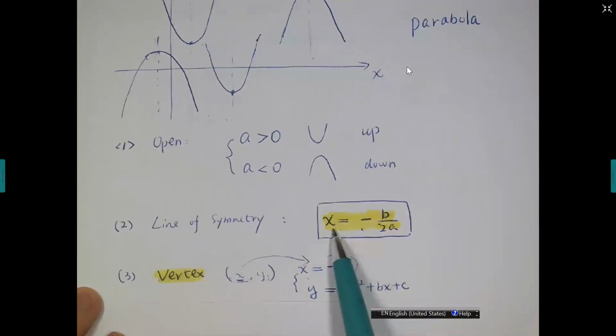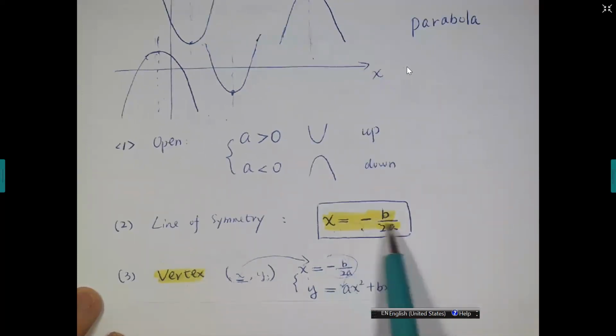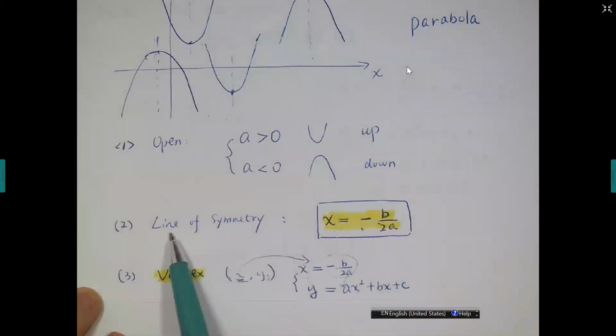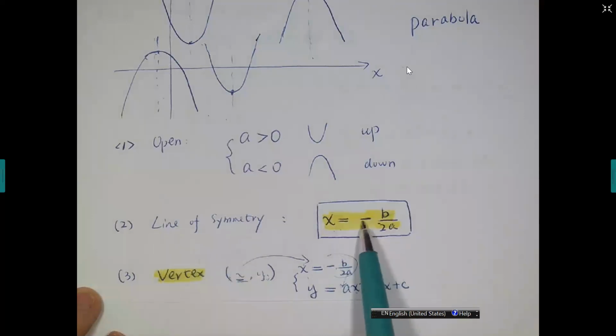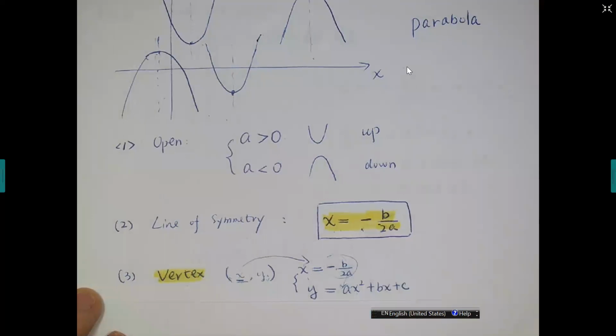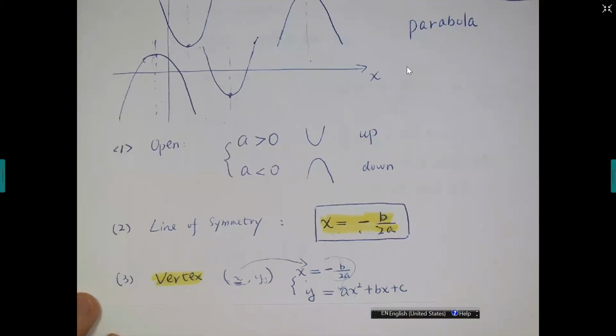Okay, and this is the key. Only after we know what x is, we will be able to find y. And x stays on the line of symmetry. X is always equal to -b over 2a. This is the third thing we should know about the parabola.